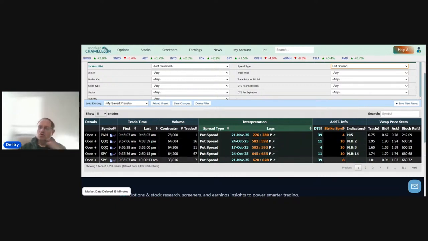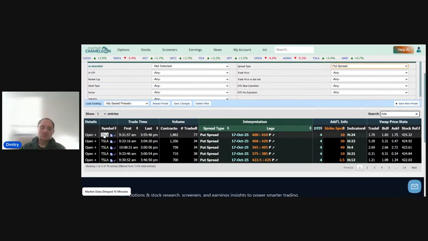And over here, if you're looking maybe for a specific symbol, you could also just type it in here. Let's say Tesla. And now what I did was filter out spreads just in Tesla. So you could see the biggest Tesla spread involved 1,882 contracts, and that was in October 17, 400, 410, with 4 trading days, 4 days to expiration.